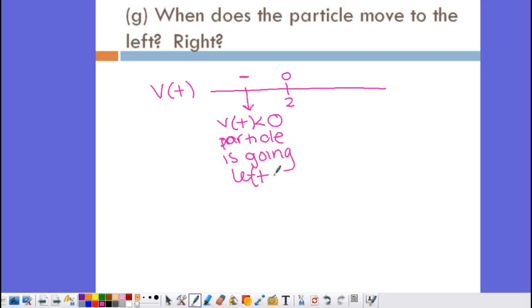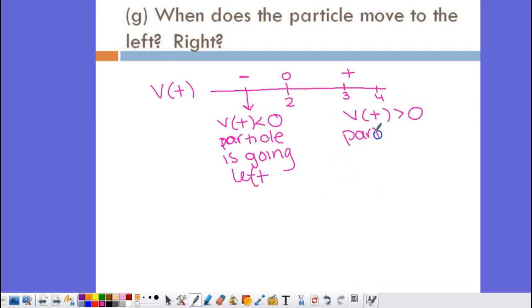So again, if velocity is less than 0, the particle is going left, or moving backwards, depending on if we're talking about direction. What about at 3 seconds? What's the velocity at 3 seconds? We already found this, right? And then the velocity at 4 seconds. Those are both positive. Therefore, the velocity is greater than 0.